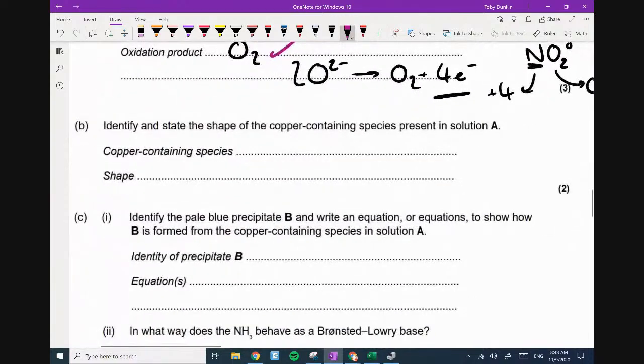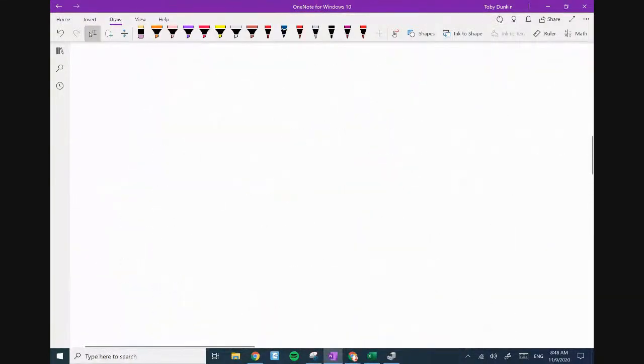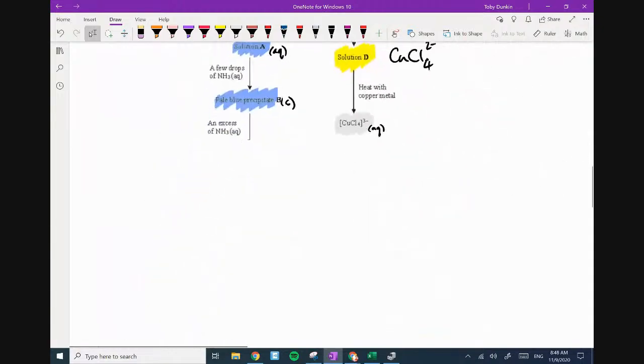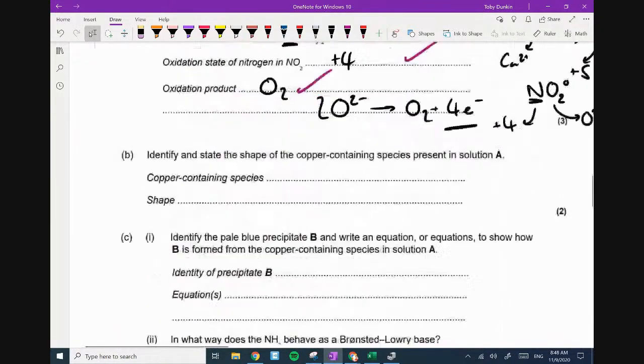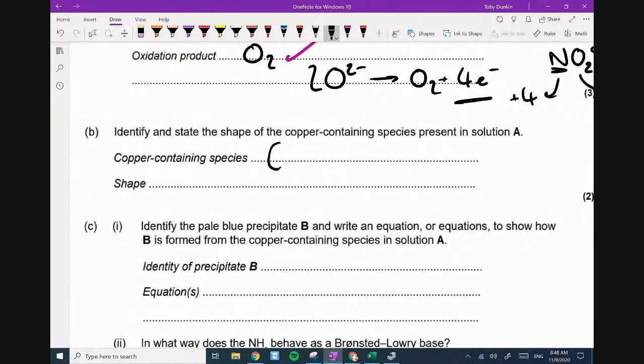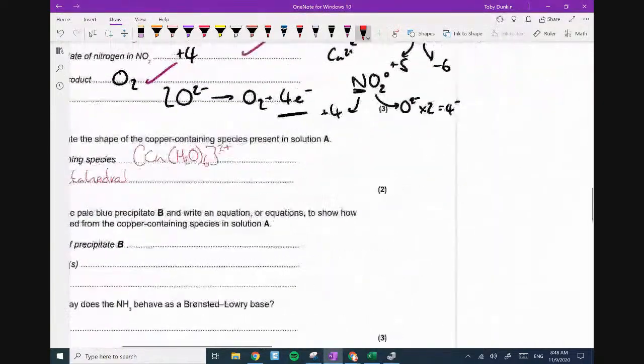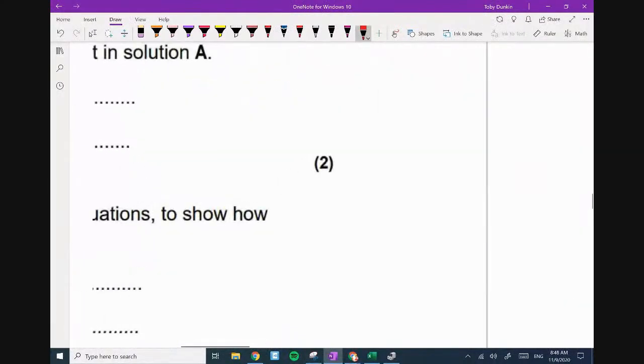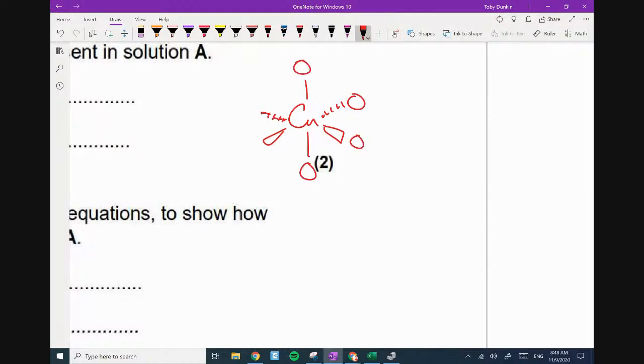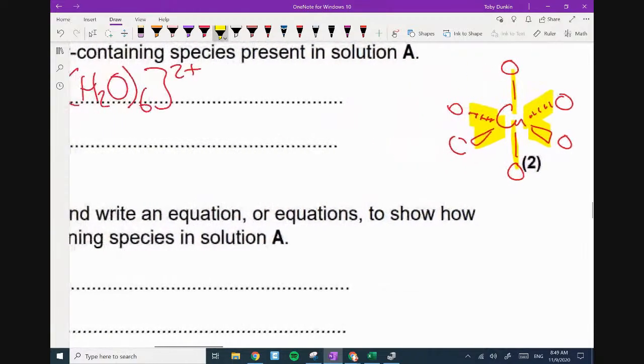Next, identify the state and shape of the copper-containing species in A. Right, so let's go back up. That's just the hexaaqua ion, which is quite nice. Bog standard solution. So the copper-containing species, I'm going to switch back to being in red. So Cu(H2O)6 2+, and the shape is octahedral. It's octahedral because we've got six ligands around it. It's nice to have the opportunity to draw it in the margin. Cu, and then there we go. It's nice for me to do it as a 3D one as well. There we go. And then water, water, water, water, water, water. So octahedral around the complex due to those 6 coordinate bonds.